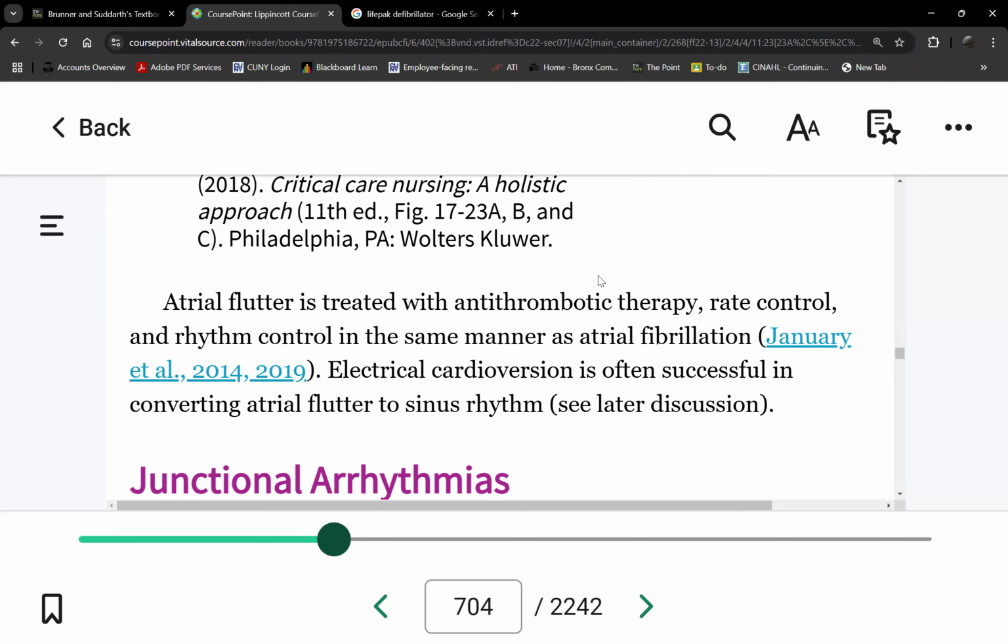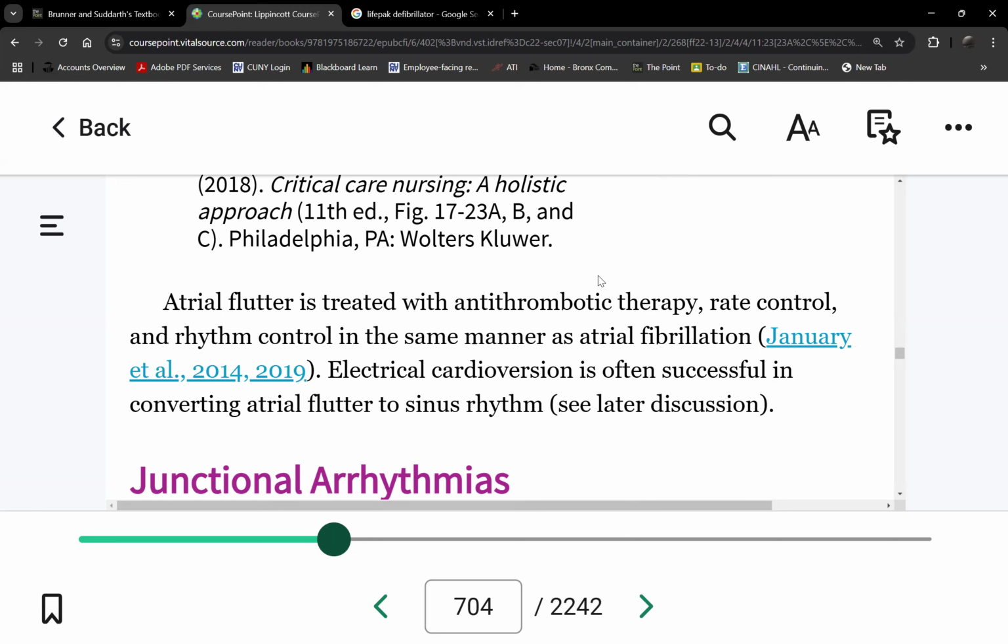Now, they specify the electrical cardioversion, which is what we discussed, using the defibrillator as a cardioverter. How do we do that again? How do we use it as a cardioverter? Very good. You press the synchronized button. Turn that sync button on, it becomes a cardioverter.